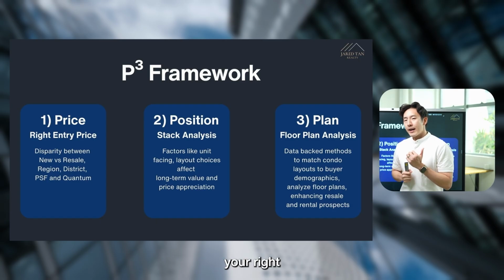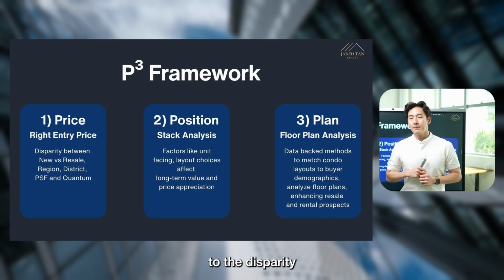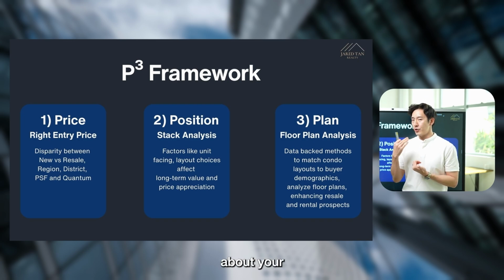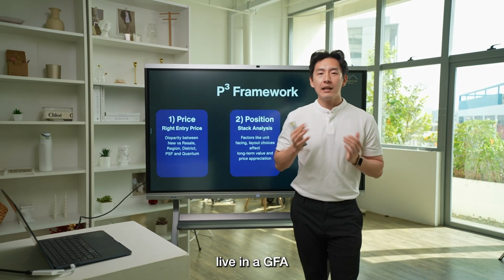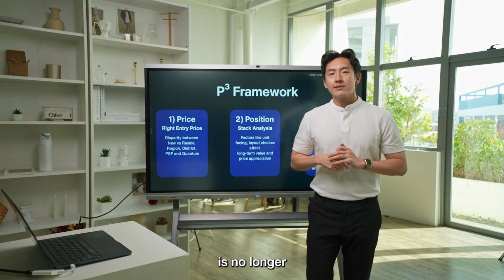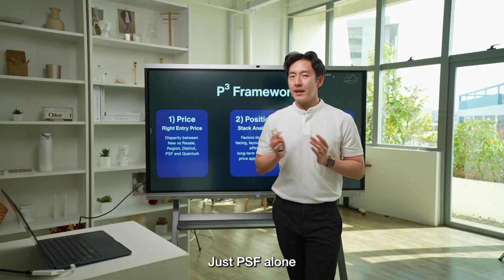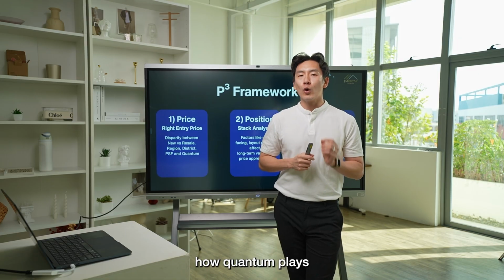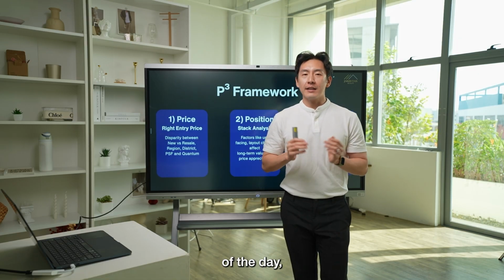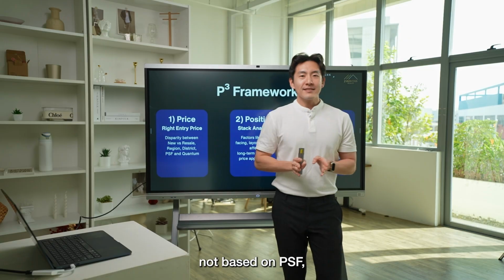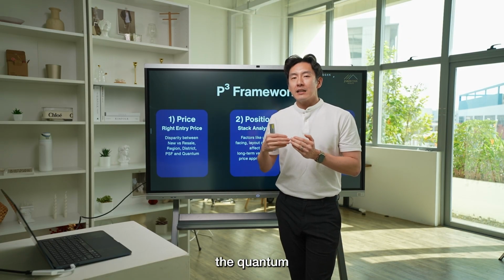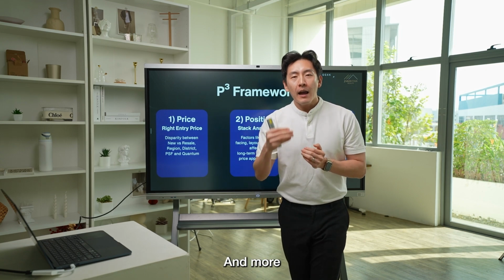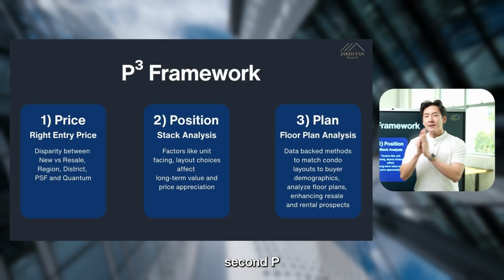It's important to understand your right entry price with reference to the disparity between a few things. I'll be talking about your new versus resale comparison, and your region comparison within the district, both PSF and quantum. This is exceptionally important today because we live in a GFA-harmonized calculation already. It's no longer meaningful to compare PSF alone. It's important to understand how quantum plays an important role as well, because at the end of the day, your buyer's affordability is not based on PSF. The bank is only lending the buyer money based on how much they can borrow, so the quantum of the property affects them directly and more importantly than the PSF itself. And then the second P is about position.